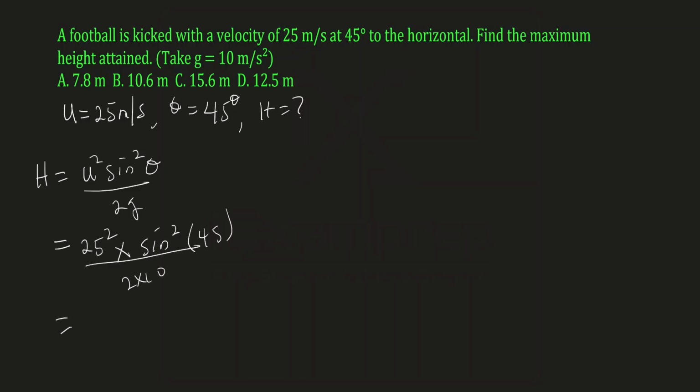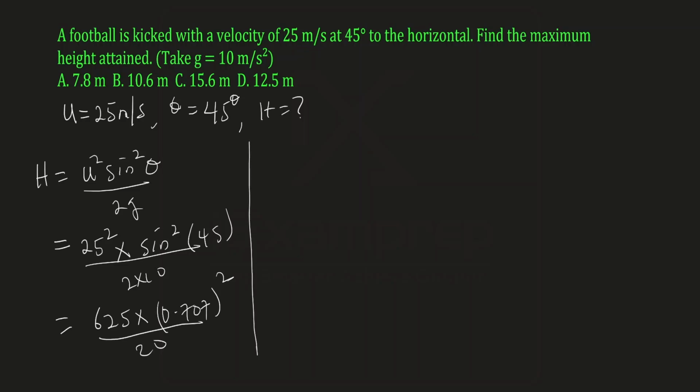So this is going to give us 25 squared, which is equal to 625. Now you need to know the meaning of sine squared 45. Sine squared 45 means you look for sine 45 first, then you square your result. So sine 45 is 0.707. You square the result, then over 20.